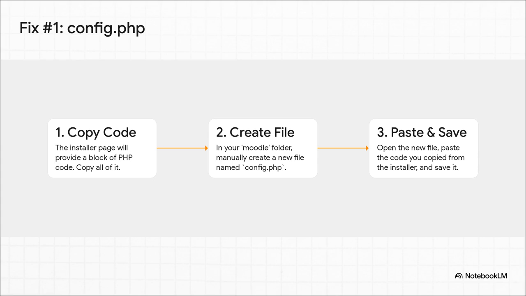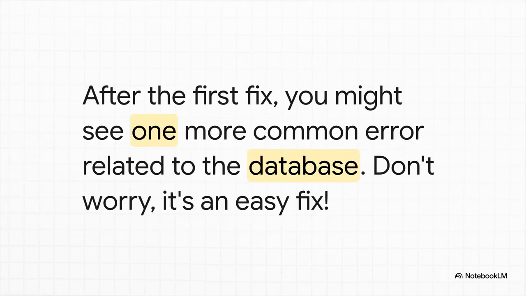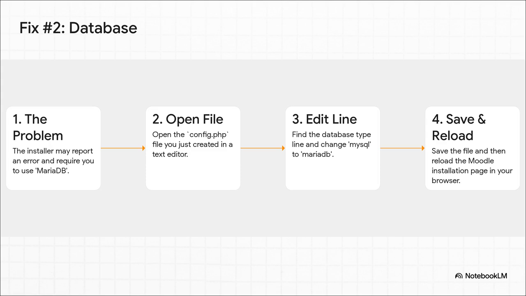And that's it. Problem solved. After fixing that, you might run into one more little snag related to the database. But don't worry, just like the last one, it's an incredibly easy fix. Yeah, you might see an error that complains about the database type needing to be MariaDB. This fix takes, I'm not kidding, about 5 seconds. Just open that config.php file you just made, find the line that says DB type, and change the word MySQL to MariaDB. Save the file, reload the page in your browser, and you're good to go.